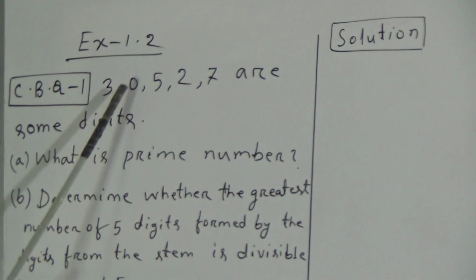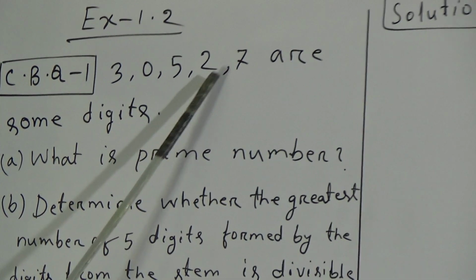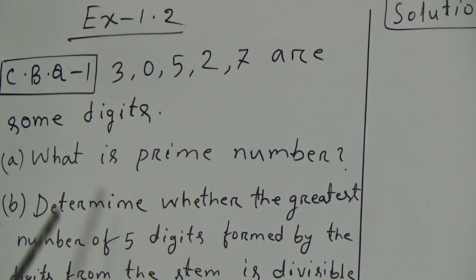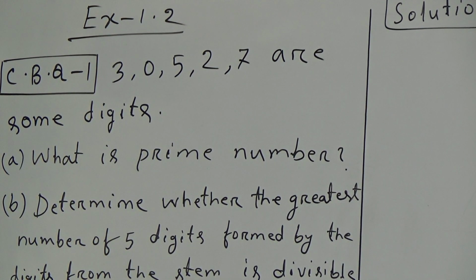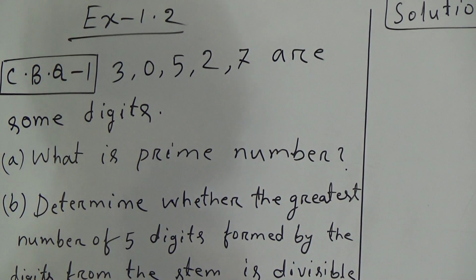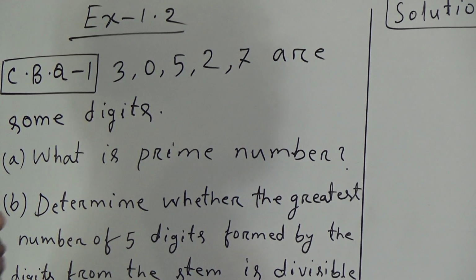Here the question is: 3, 0, 5, 2, 7 are some digits. A number question is, what is a prime number? In our previous class we have discussed prime numbers. Now we will write only the definition of a prime number. The number which has only two factors or two divisors, 1 and itself, is called a prime number.